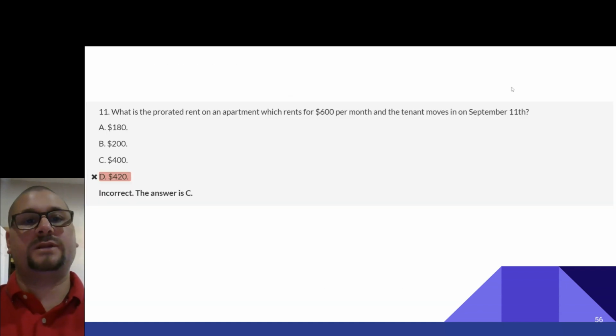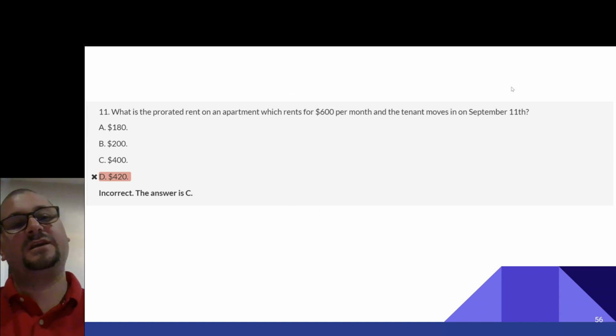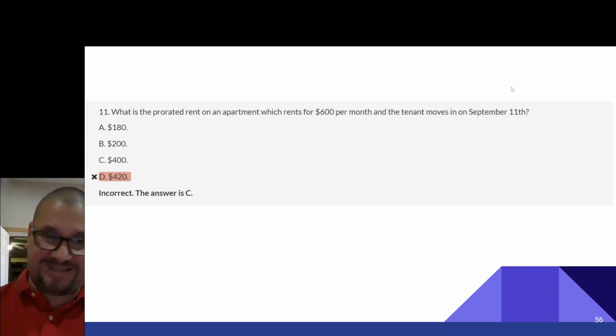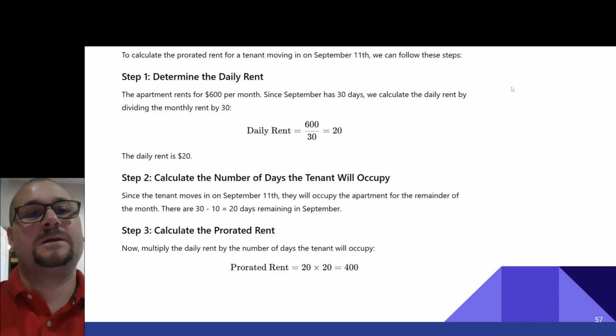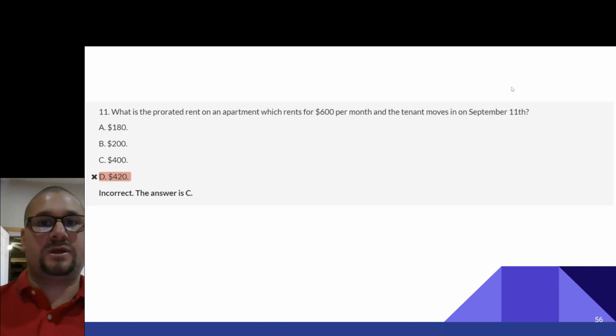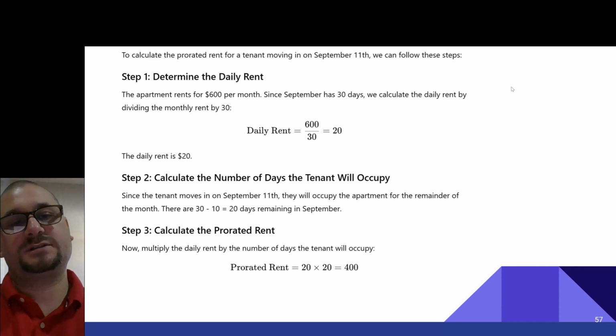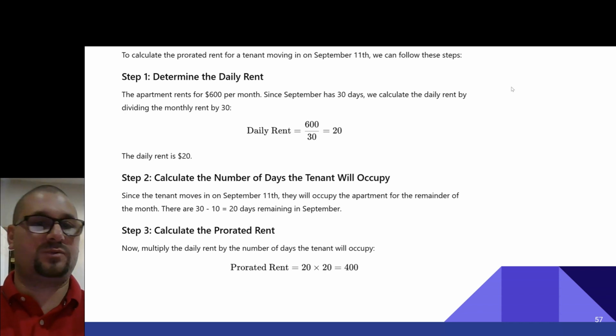What is the prorated rent on an apartment which rents for $600 per month and the tenant moves in on September 11th? It is, Charlie, $400. So let's determine the daily rent. The rent was $600 divided by 30 days. You get $20 per day. That's the daily rent.